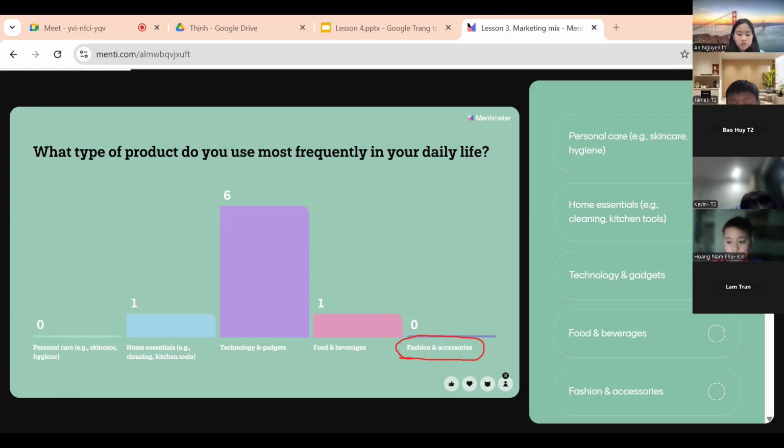Okay, so let me help you with this. Do you think that we should only have 5 options here? Is there any other item that doesn't belong to these 5 answers, but you do use very frequently in your daily life? Yes, King, no worries. You see the problem. For example, what I use most frequently in my daily life is not anything here.